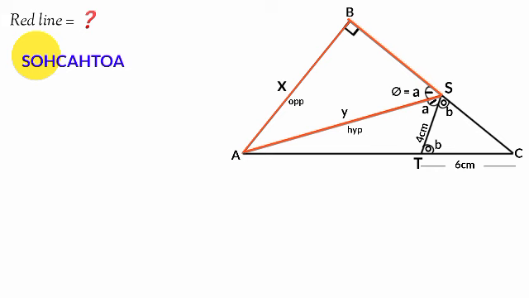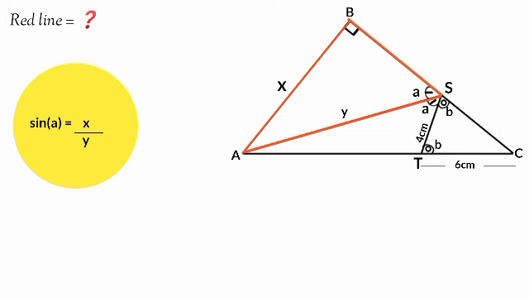From here, SOH means sine theta equal to opposite over hypotenuse. Theta is A, opposite is x, and hypotenuse is y. So sine A equal to x over y. If we multiply both sides by y, here y cancels y, and here sine A times y is y sine A. So y sine A equal to x, which is x equal to y sine A. In this equation, we have three unknown variables, which are x, y, and A. So we need more info.